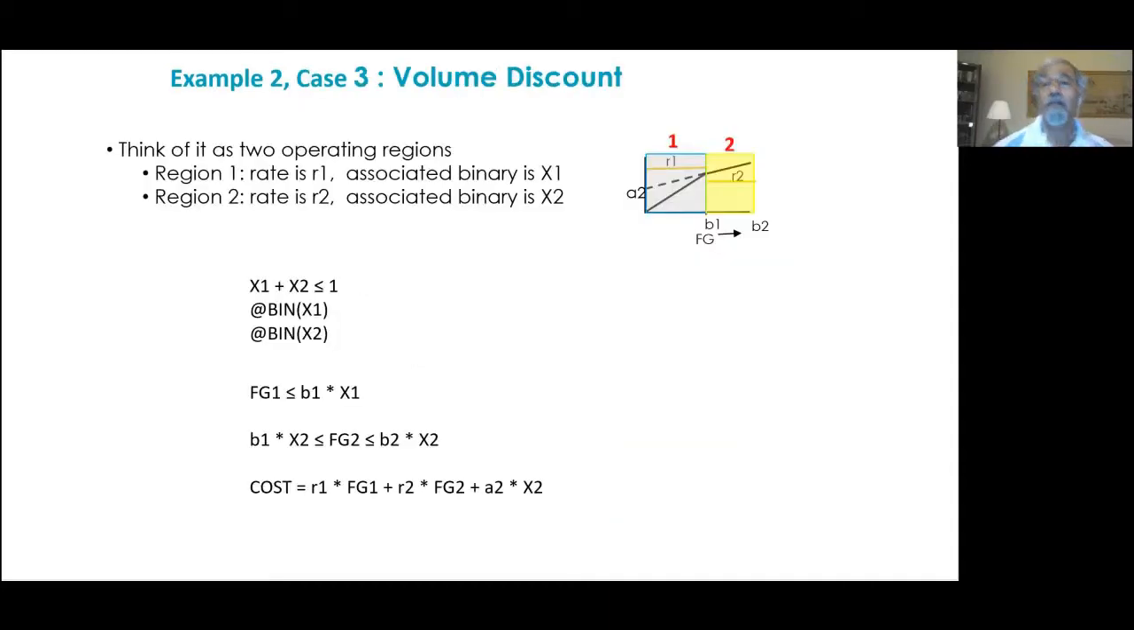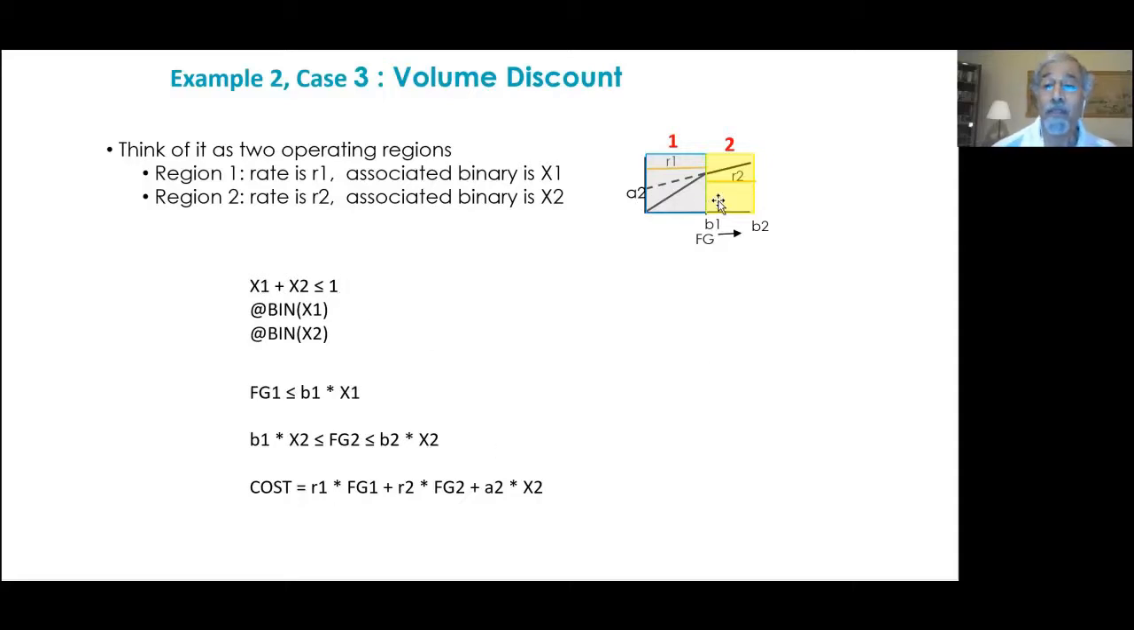Again, we can define 2 regions: region 1, where rate 1, the higher rate, applies, and region 2, where rate 2 applies. And we're going to define 2 binary variables, x1 corresponding to region 1 and x2 corresponding to region 2. And we're going to put a constraint, x1 plus x2 is less than or equal to 1.